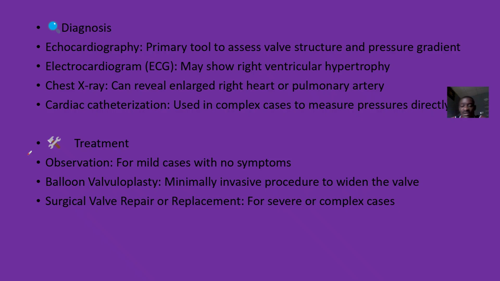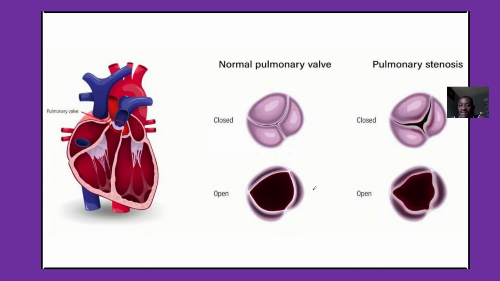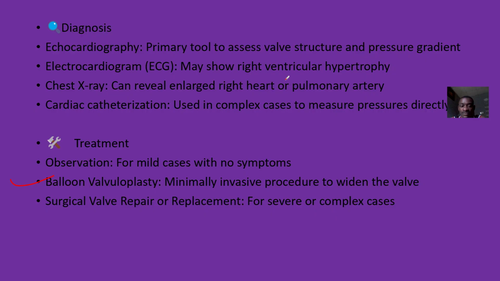Treatment: if it is mild, I just observe. If it is going crazy, I do balloon valvuloplasty. So I'm trying to actually replace this valve, okay, with an artificially made valve, so that blood flow can continue there. Okay, so then surgical valve repair or replacement for complex cases.